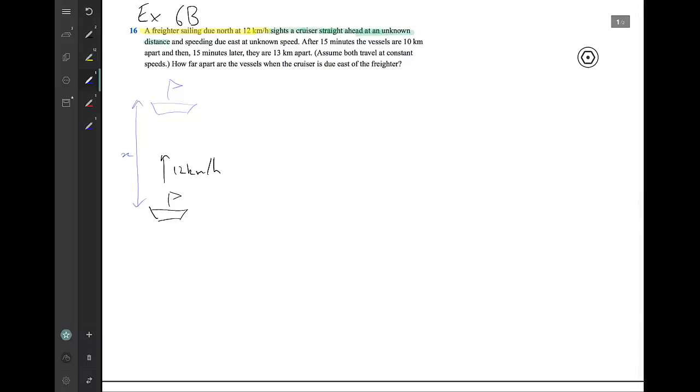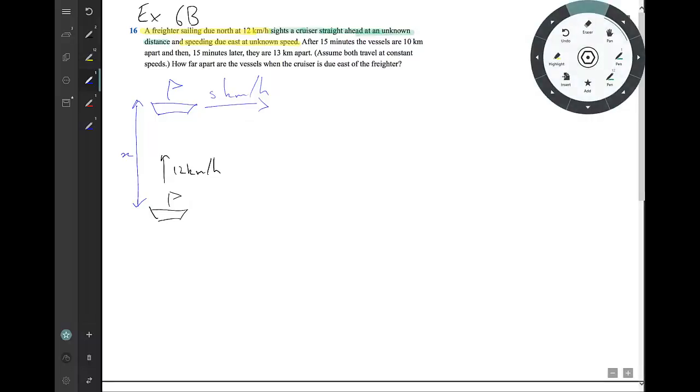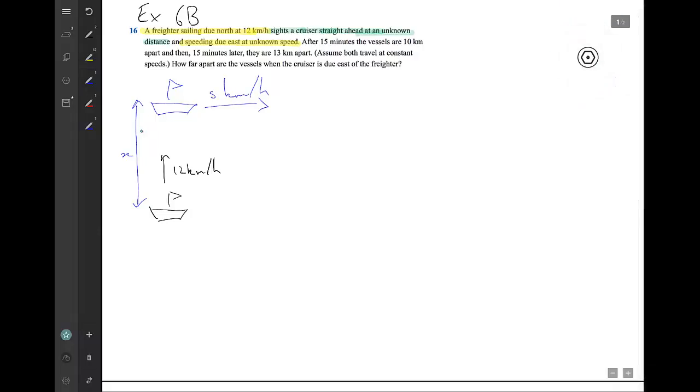And we're also told that the cruiser is speeding due east at an unknown speed. So the cruiser's going that way, and it's traveling at a speed of s kilometers an hour, whatever that s might be. We're then told that after 15 minutes, they are going to be 10 kilometers apart.